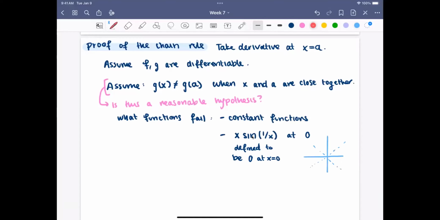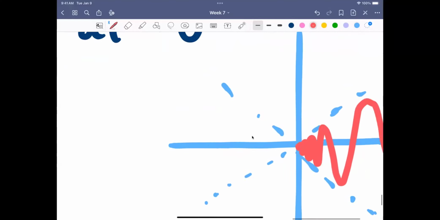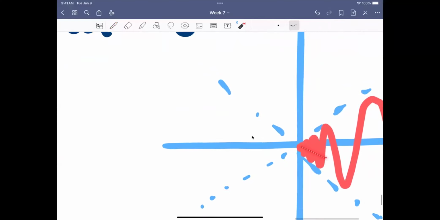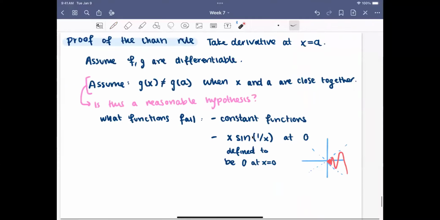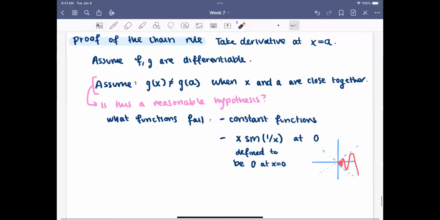So as I get closer and closer to the origin, it's getting infinitely wiggly. No matter how far I zoom in on this, there's still values of the function that are equal to 0. What other functions fail the hypothesis?